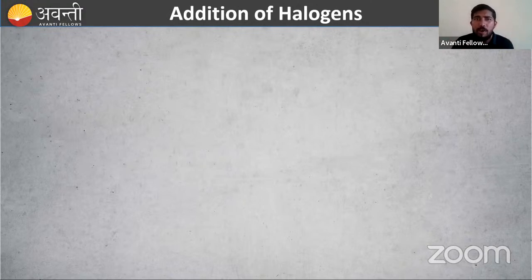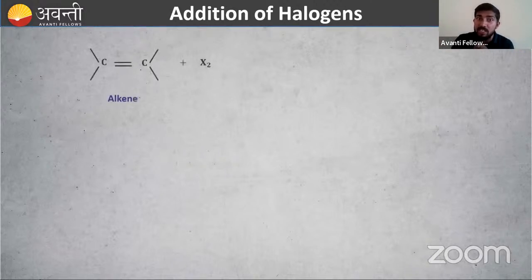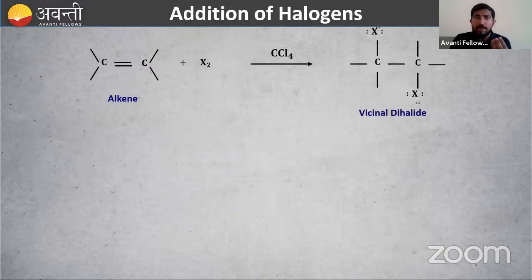First one is addition of halogen: fluorine, bromine, iodine, etc. We have studied addition reactions. First I take the alkene, then I add halogen X2. Then what will be formed? X2 in the presence of CCl4, carbon tetrachloride.